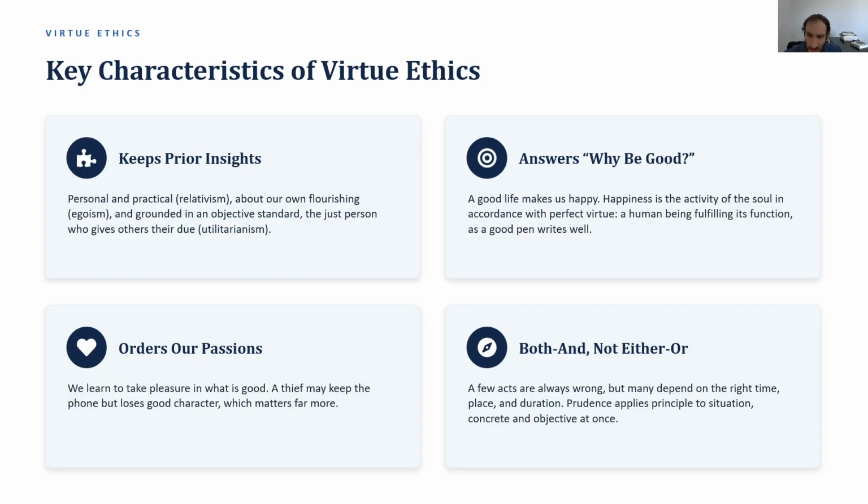But virtue ethics does not say that morality must be either concrete and individual or objective and universal. It's not an either or for the virtue ethicist. It's a both and. Morality is both concrete and individualistic, while also being universal and objective. This is seen most clearly in the virtue of prudence, because the prudent person uses reasoning to help them discern what to do in a particular situation.